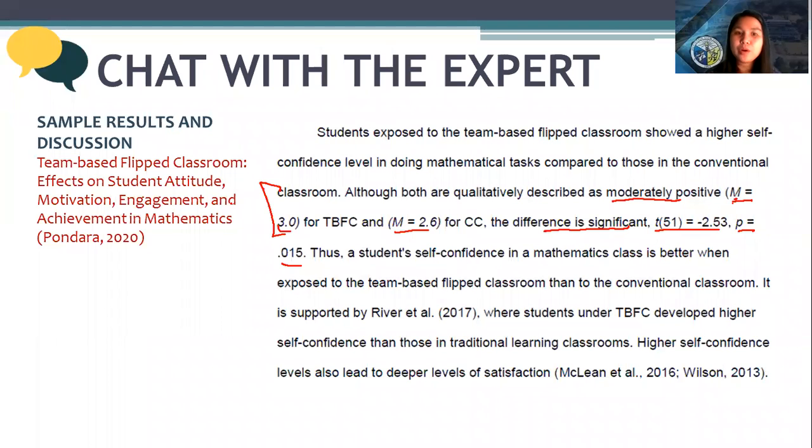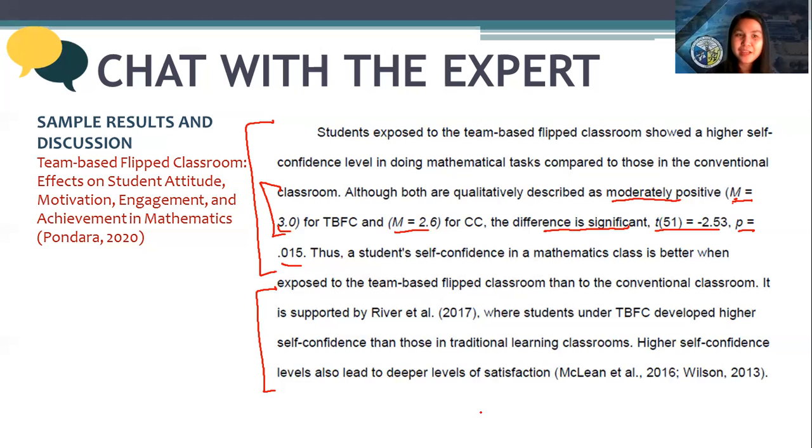Then, remember, this is now the textual explanation. Where is the support? Here. It is supported by River et al., 2017, where students under TBFC developed higher self-confidence than those in traditional learning classrooms. Higher self-confidence levels also lead to deeper levels of satisfaction.